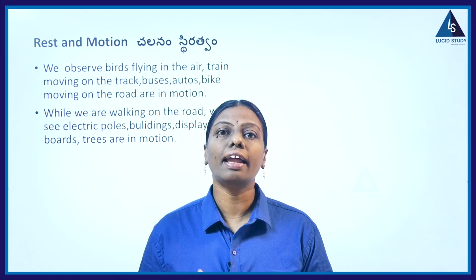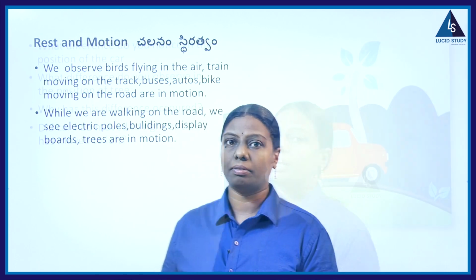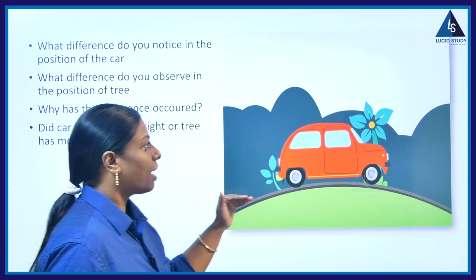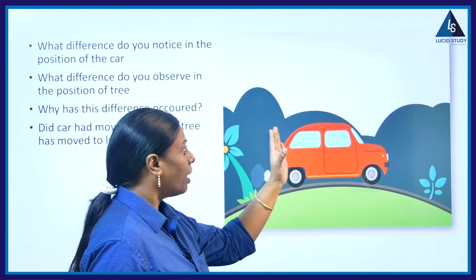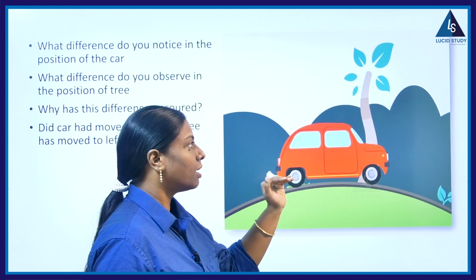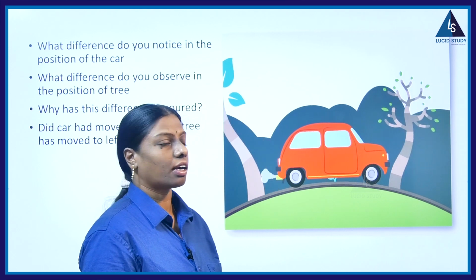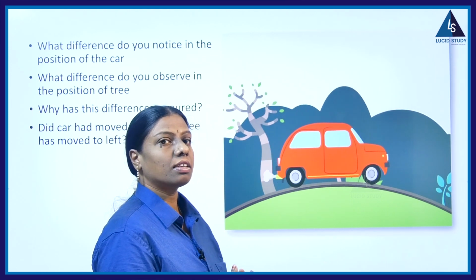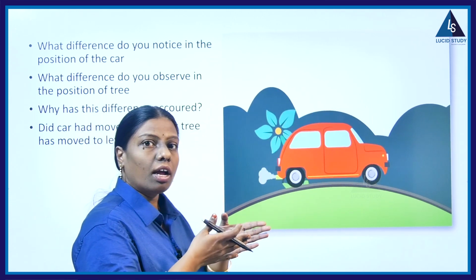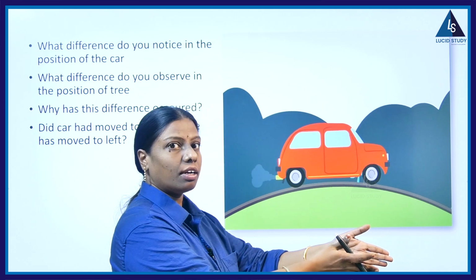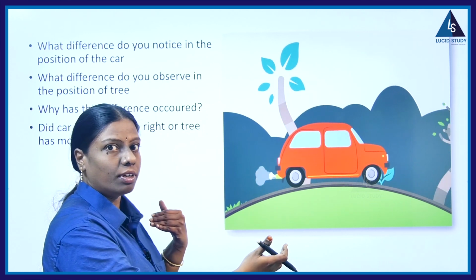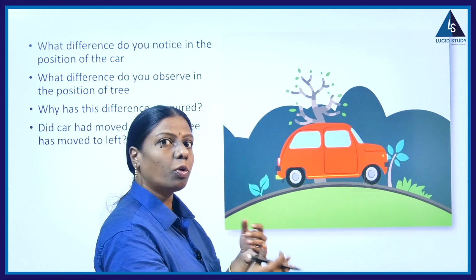How is that? Let us see with one more example. Observe this picture. A car is moving on the road, and what is happening to the trees? They are moving backward, isn't it? For a person who is sitting in the car, it appears that the trees and different objects are moving backwards, and the person in the car is moving front. Is the car moving right or are the trees moving left? Both are in motion or both are at rest?